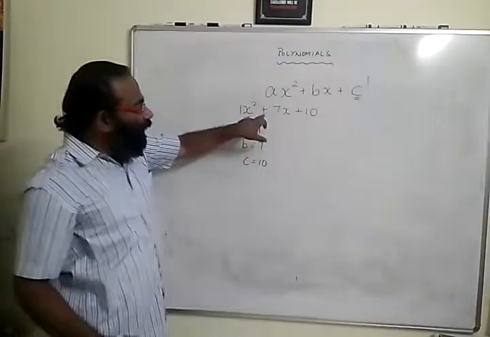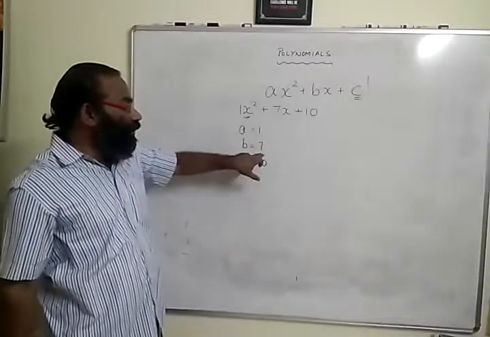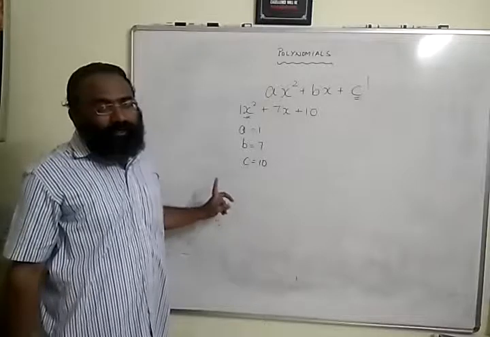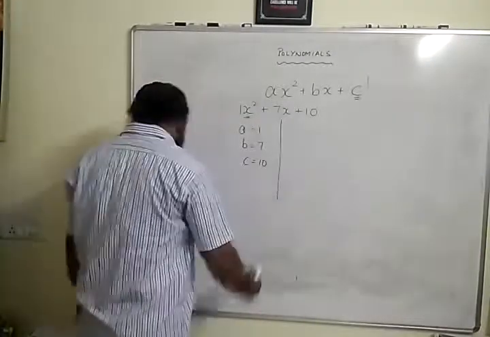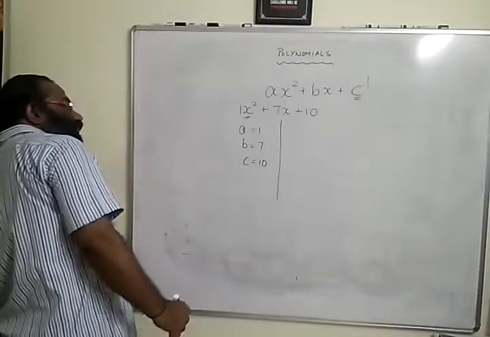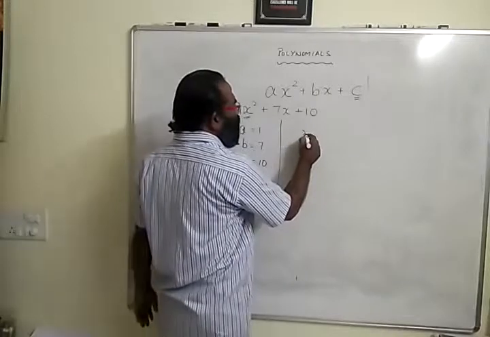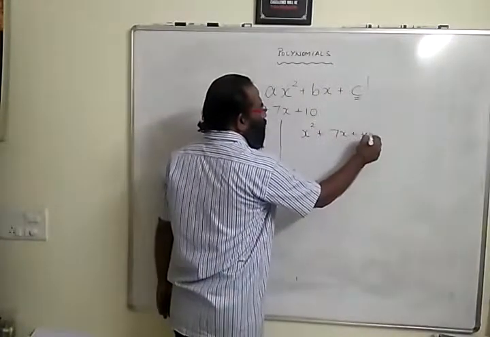So if there was a negative minus sign here, then b would have been minus 7. So it is very important to take the sign also. Now they are asking us first to find the zeros of this polynomial. So how do you find the zeros of the polynomial? x squared plus 7x plus 10.